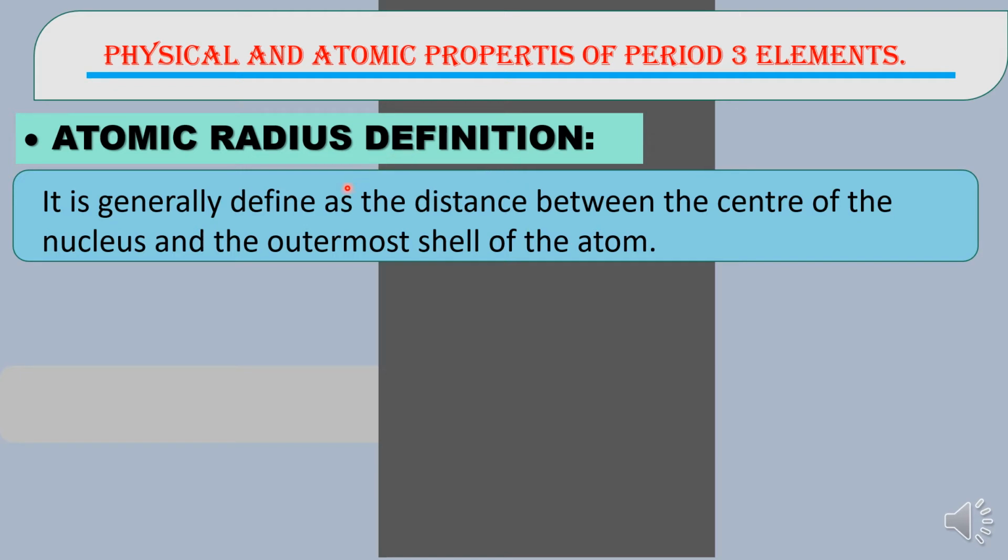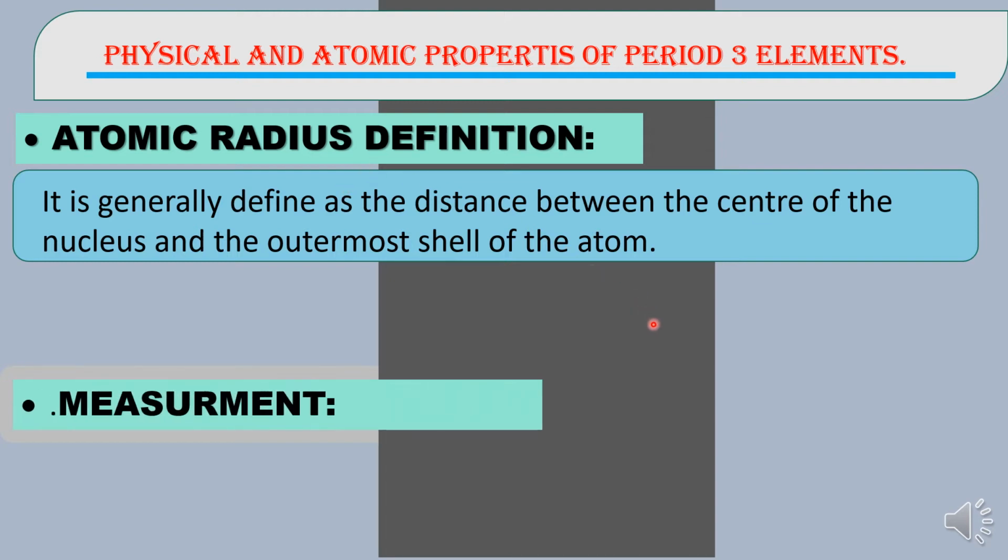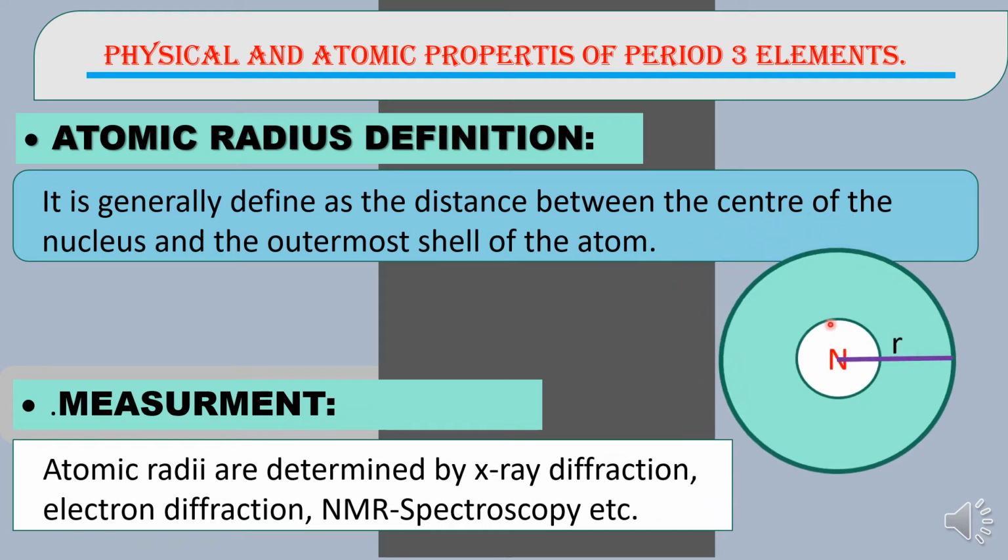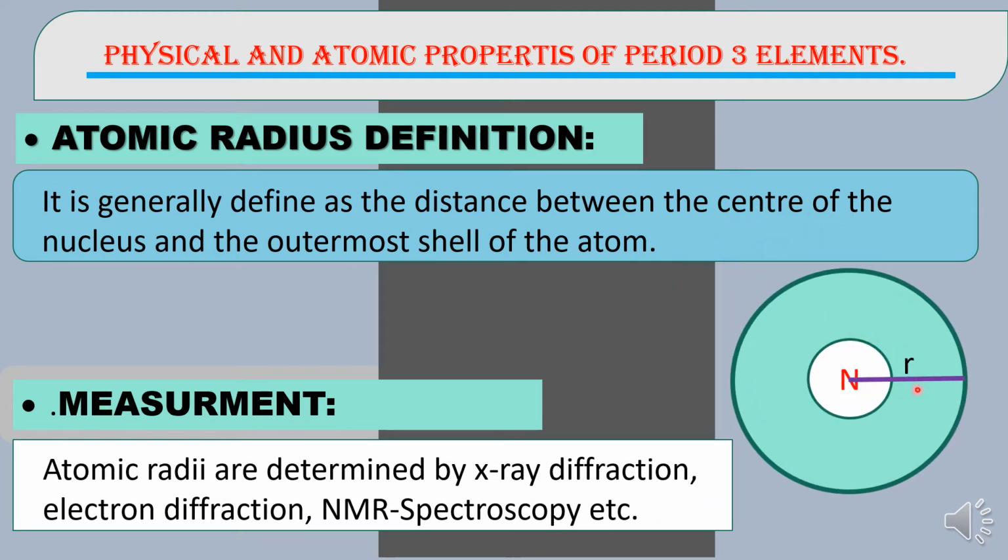To understand atomic radius, consider this given diagram. This is an atom having a nucleus and one shell. This purple line from the center of the nucleus to the valence shell represents the atomic radius of this atom. So atomic radius is the distance from the center of the nucleus to the valence electron. It is generally defined as the distance between the center of the nucleus and the outermost shell of the atom.